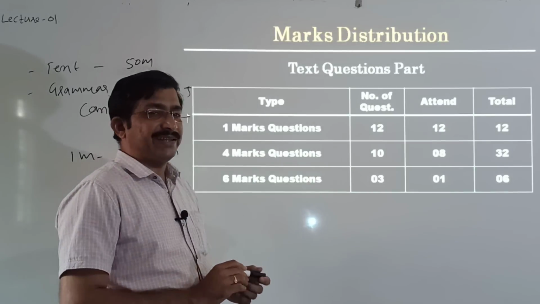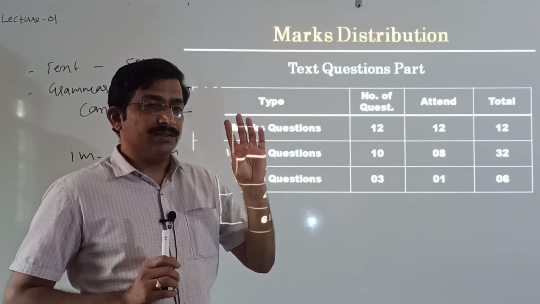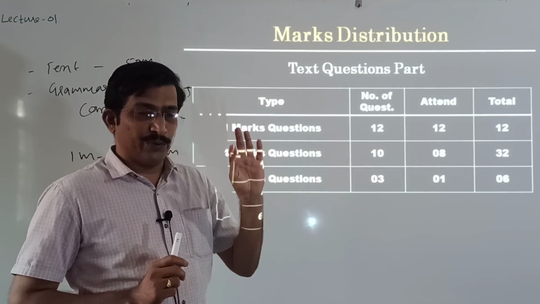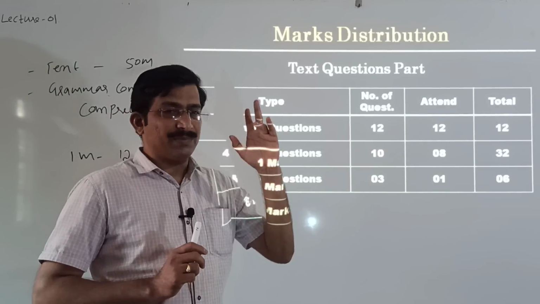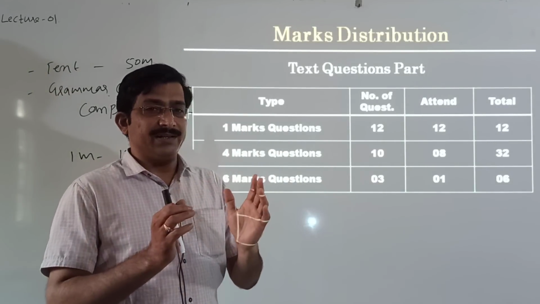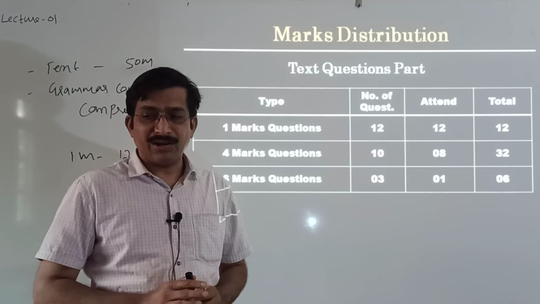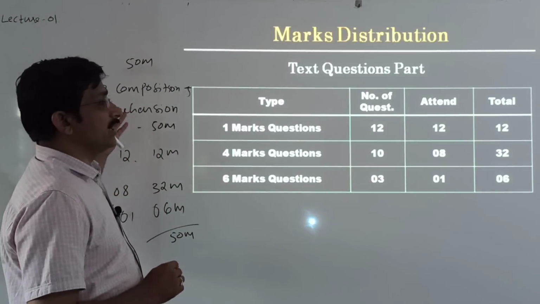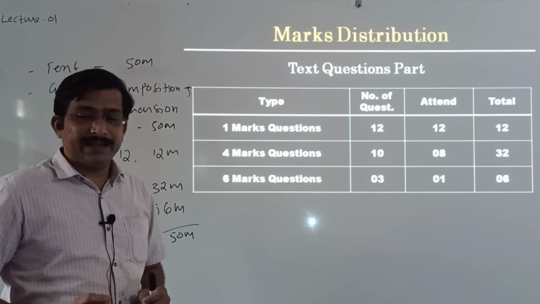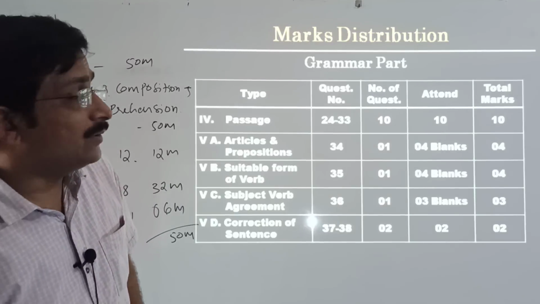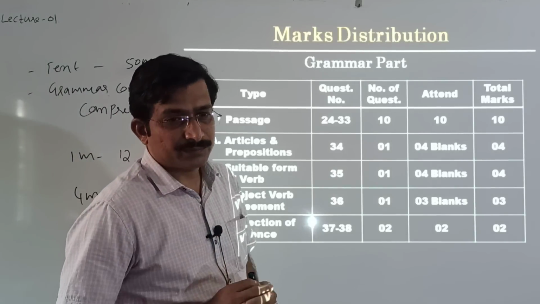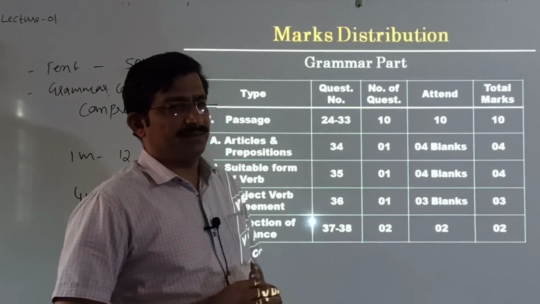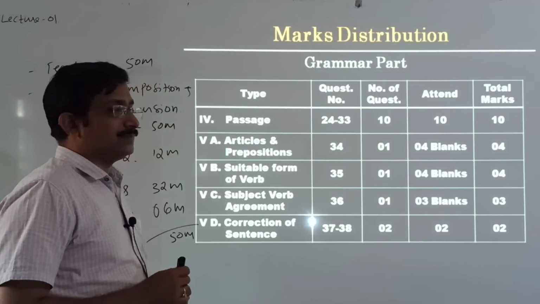That is concerned with the text. It means we will have 1 mark questions, 4 mark questions, and 6 mark questions. That is called Reflections. Now come to Articulation: grammar, composition, and comprehension. First we will see the topics, the syllabus of first PU.